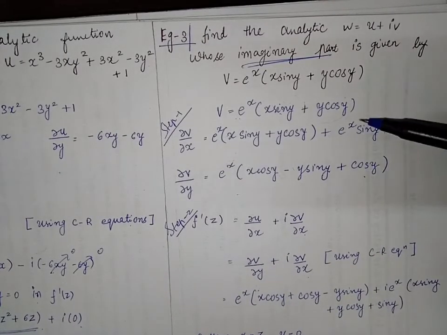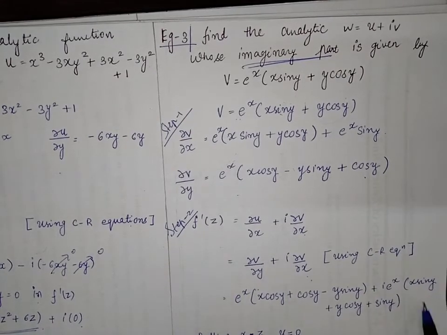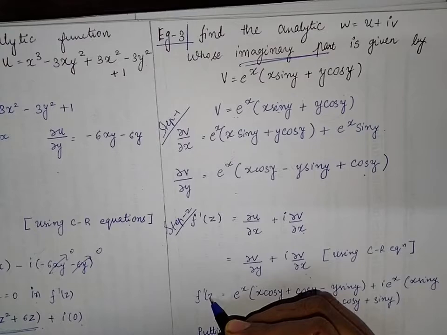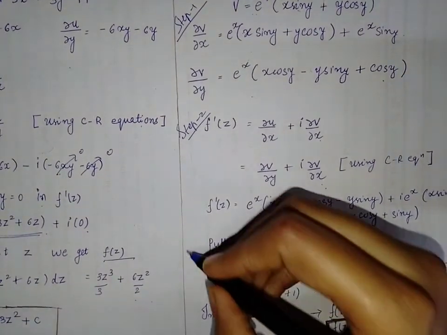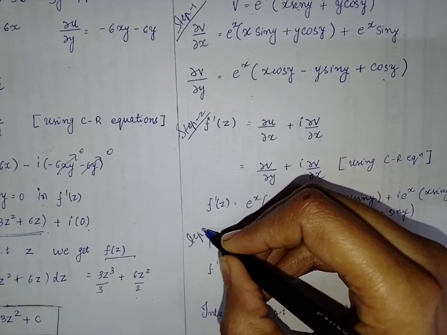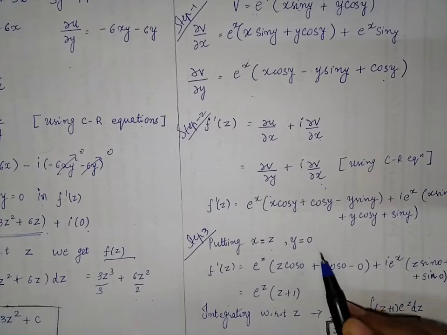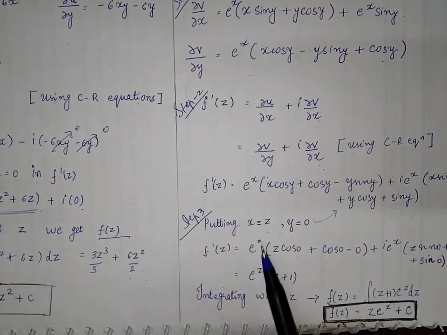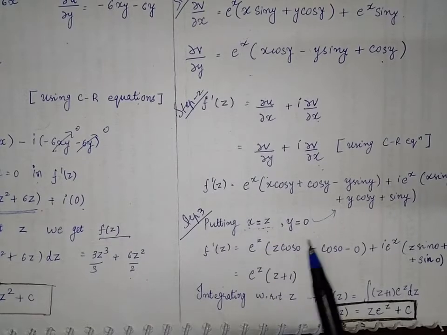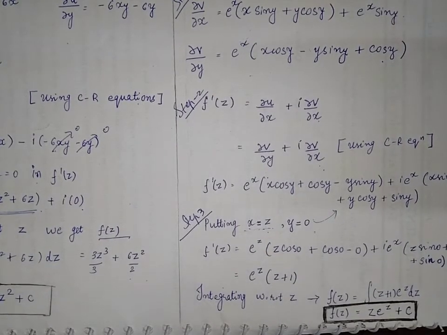Now we put in the two values we have obtained. Then we will get this form. We will get this f dash of z. Now, according to the third step, we have to put x equal to z and y equal to 0 in the f dash of z. So let us put all the values. What will we put in place of x? z, and in place of y, 0. Then we will get these terms.